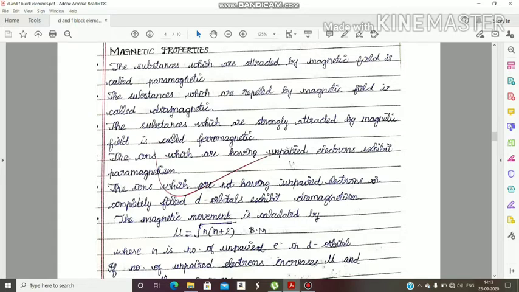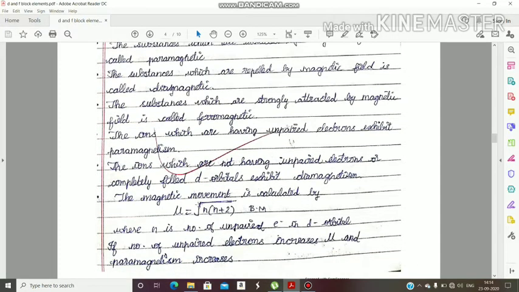So only 2 points are there. The ions which have unpaired electrons exhibit paramagnetism. The ions which do not have unpaired electrons, with completely filled d orbitals, exhibit diamagnetism.